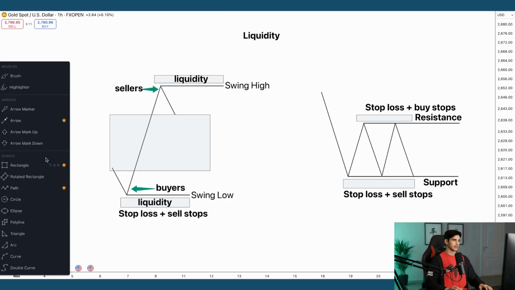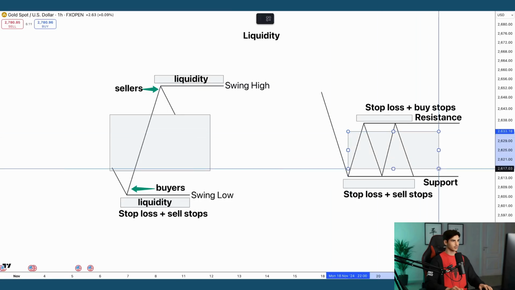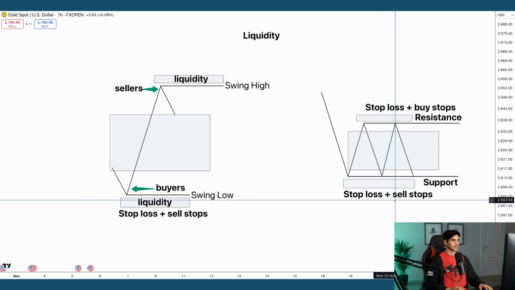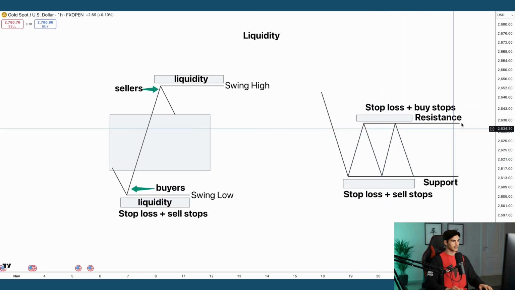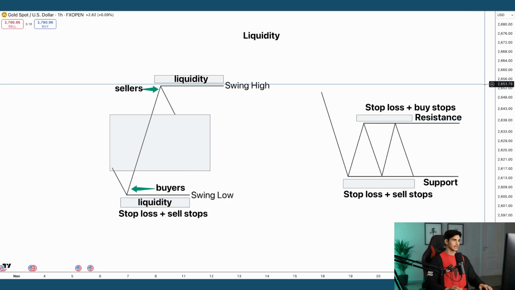Where is the liquidity then? Is it sitting in the middle of this slow moving range? No, it's at the highs and the lows. It's above here, it's below here. This is where the liquidity is. This is where those major reactions are likely to take place.